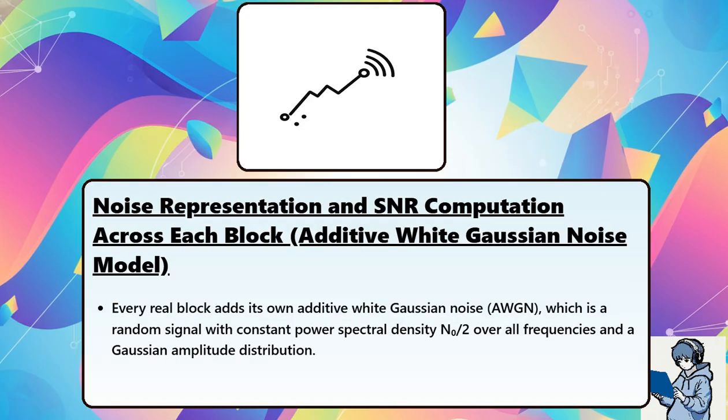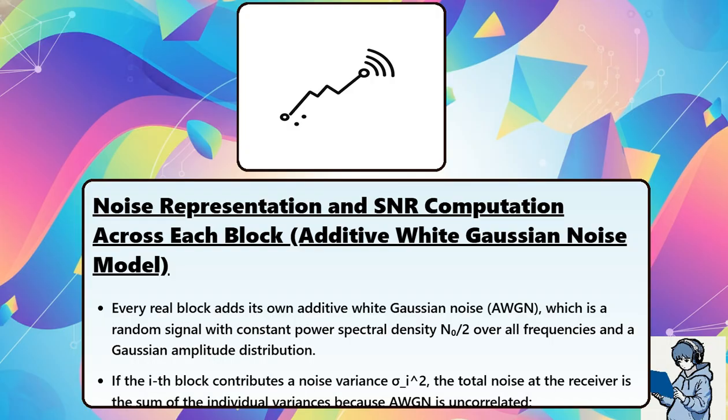Every real block adds its own additive white Gaussian noise, AWGN, which is a random signal with constant power spectral density N0 over 2 across all frequencies, and a Gaussian amplitude distribution.